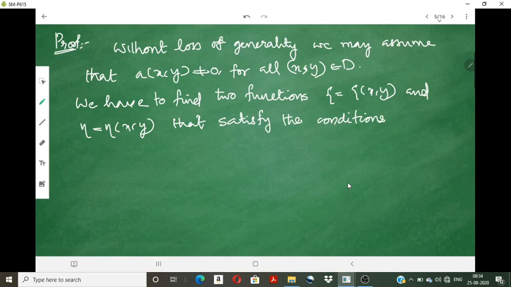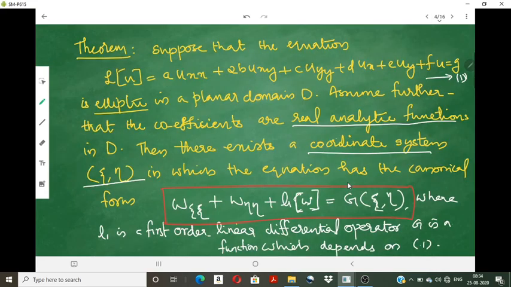What are the conditions to be satisfied by theta and eta? When the equation is in the transformed form, the coefficients of W theta theta and W eta eta must be the same. Only then can we divide throughout by the common factor and make the coefficients of both W theta theta and W eta eta equal to 1. So first of all, the coefficients of W theta theta and W eta eta must be the same.